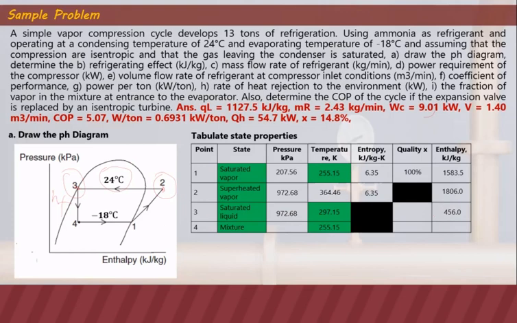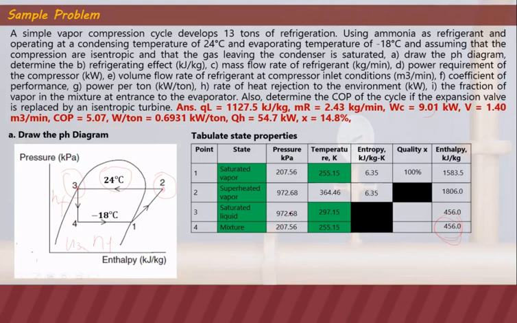So next we have point 4. We know that point 4 is an expansion process, so I say a throttling process. So obviously, H3 is equal to H4. This is the reason why the enthalpy at point 4 is 456. That is just equal to H3. And then for the pressure, that is the pressure at negative 18 degrees Celsius. Same also with the pressure at point 1, so that is 207.56.